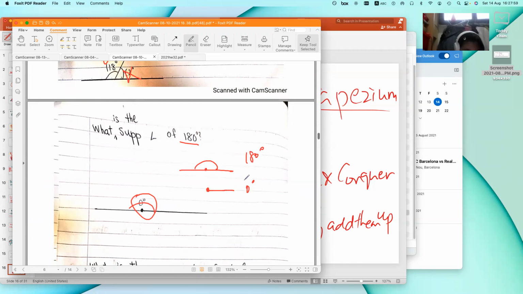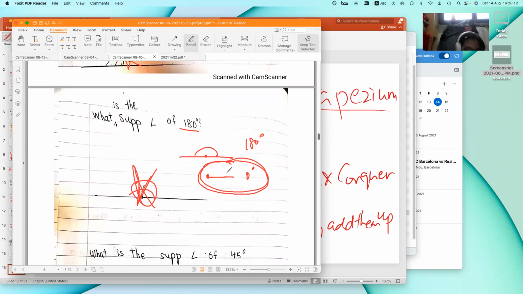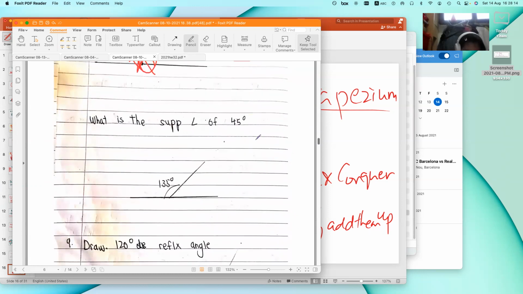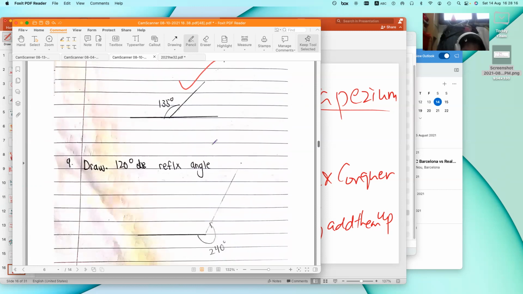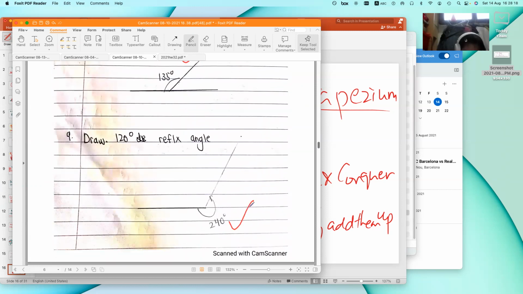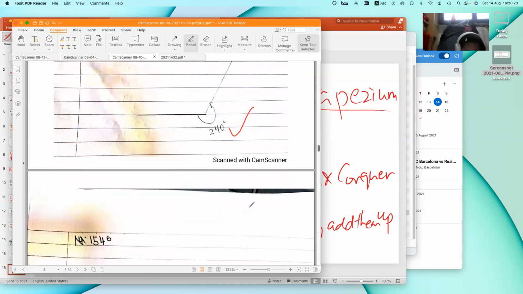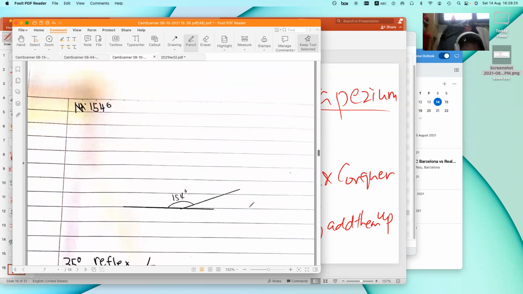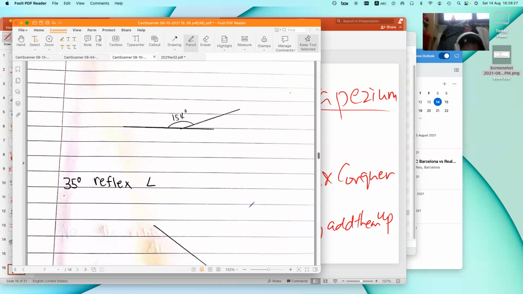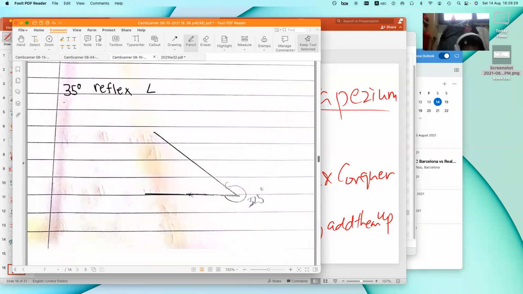Yeah. So you need to show this. Okay. This one is not wrong. This is 180. So this is how you draw 0 degree. Are you clear? Yeah. What's the supplementary of 45? Very good. For the 120 reflex, you need to draw 240. Let me double check. Okay. 154. Okay. Reflex of 35.